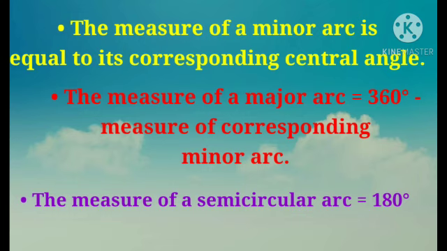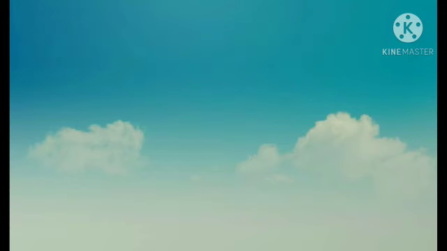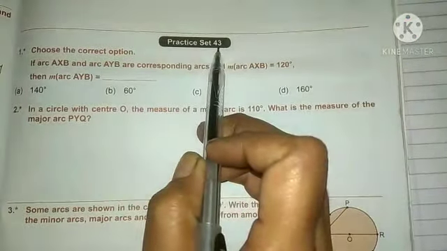Measure of minor arc: how are you going to find it? Whatever is the measure of your corresponding central angle, that will be the measure of your minor arc. And the major arc is 360 degrees minus the corresponding minor arc. And the measure of the semicircular arc is 180 degrees.